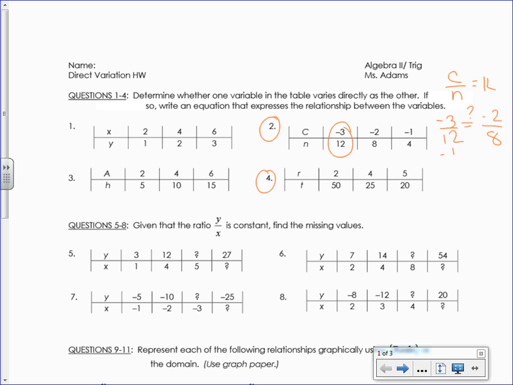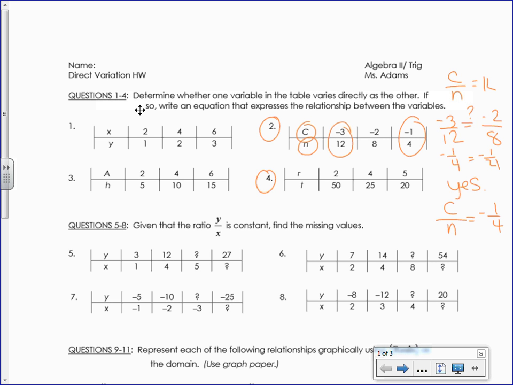This is equal to -1/4, this is equal to -1/4, and this is equal to -1/4. So all three of these are equal, and we always get the same thing. Every time we do c over n, we get -1/4. So yes, this is direct, and my equation is c over n is equal to -1/4. If you wrote -0.25, that's okay too.